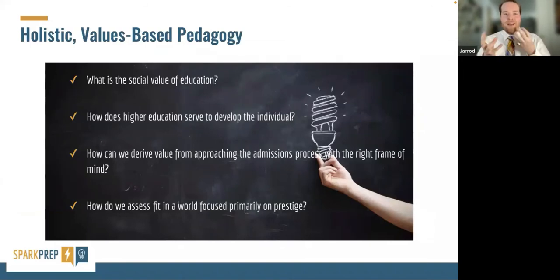And one of the reasons that I think our team is so successful is because we ask ourselves these questions and also ask them of each of our students. We want to know, what is the social value of education? How does higher education serve to develop the individual? How can we derive value from approaching the admissions process with a right frame of mind and a good attitude and lots of hard work? And most importantly, how do we assess fit in a world focused primarily on prestige?